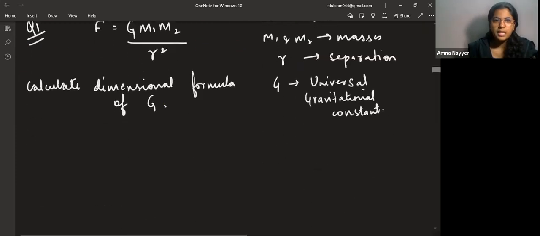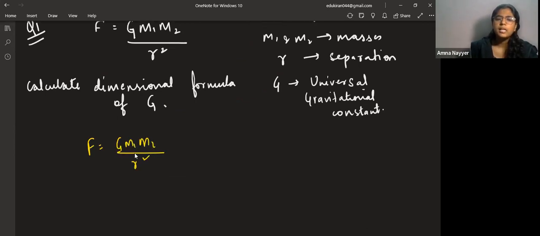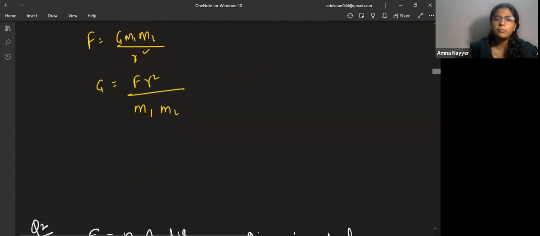Okay, ma'am. So here we have to find out G. F is equal to G M1 M2 divided by R squared. So we have to find out G. Let's write G. From here, G will be equal to F R squared divided by M1 into M2. That's how we are going to write it, M1 into M2.